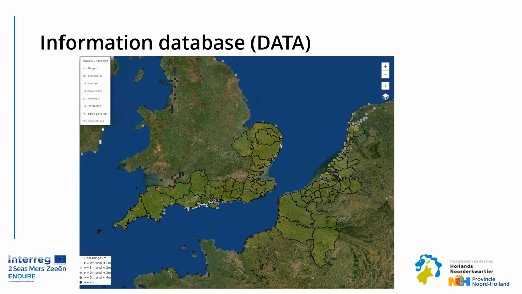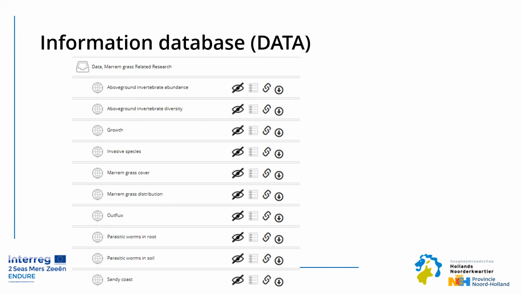This map shows the information visible in the requested tidal range map. The legend, including the different classes, is visible in the left corner. In the right upper corner, you can zoom in or zoom out. The second map includes all kinds of data on marram grass related research.